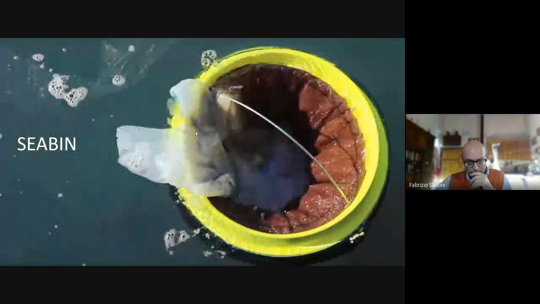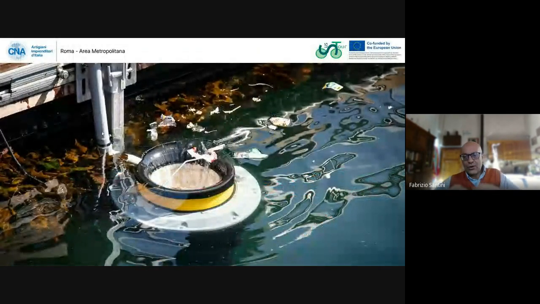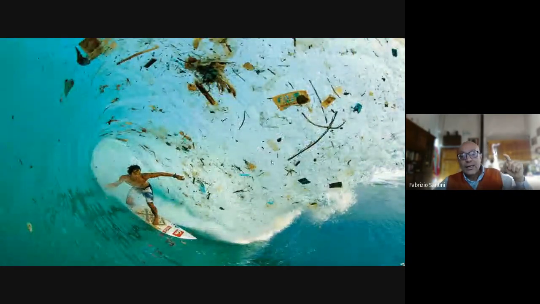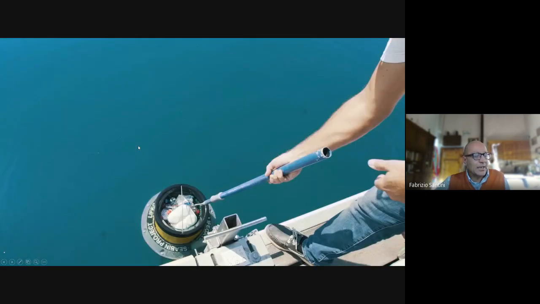We can use new technologies. Seabin is a technology that was created in Australia, and as you see, you can put it in a harbor and it can collect plastic in a passive way, helping the harbor to be cleaner. There is a couple of surfers in the USA that transformed a problem into a challenge, and they are now among the most active around the world in cleaning the ocean and the sea.